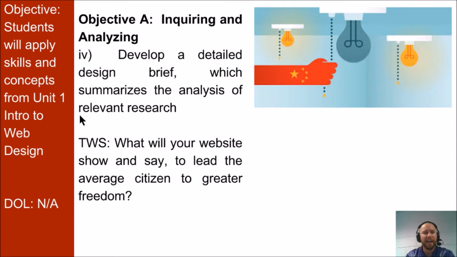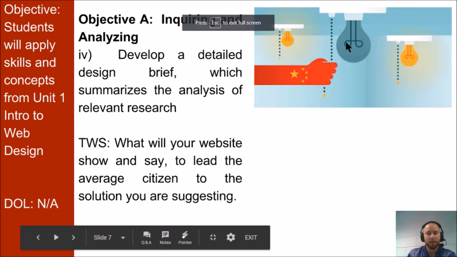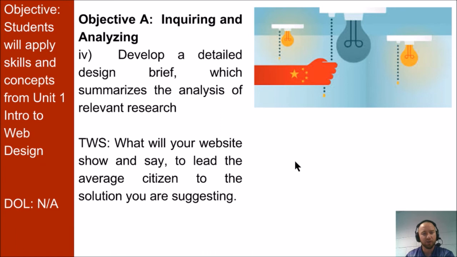Objective A, Inquiring and Analyzing. Number 4, develop a detailed design brief which summarizes the analysis of relevant research. For Think Write Share on this, what will your website show and say to lead the average citizen to greater freedom? Now that I'm reading that, I probably should say, what will your website show and say to lead the average citizen to the solution that you are suggesting? There you go. I changed it, and I'm not even editing that part out because I want you to see a little bit of my process for learning as well.